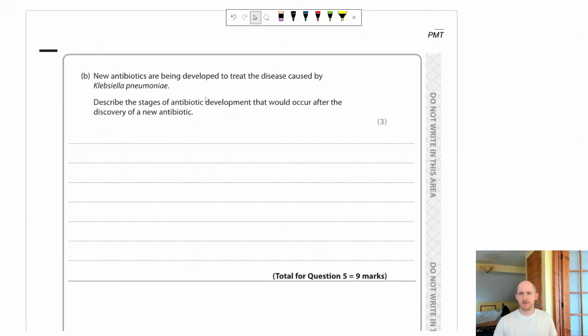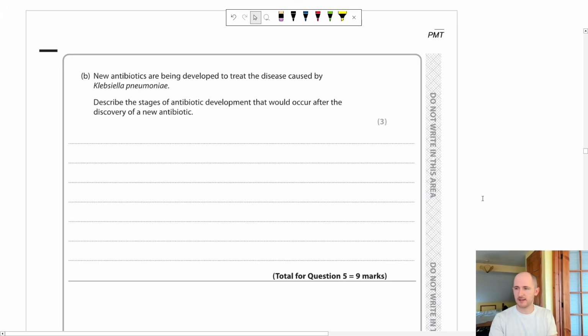This is a bit of an interesting question because it's only 3 marks, and technically speaking there's about 6 stages. But the idea is, what stages happen in antibiotic development after we discover a new antibiotic? And it's actually true for every single medical treatment ever. I might actually type this one to save my hands. But the idea is you just need to name the stages.